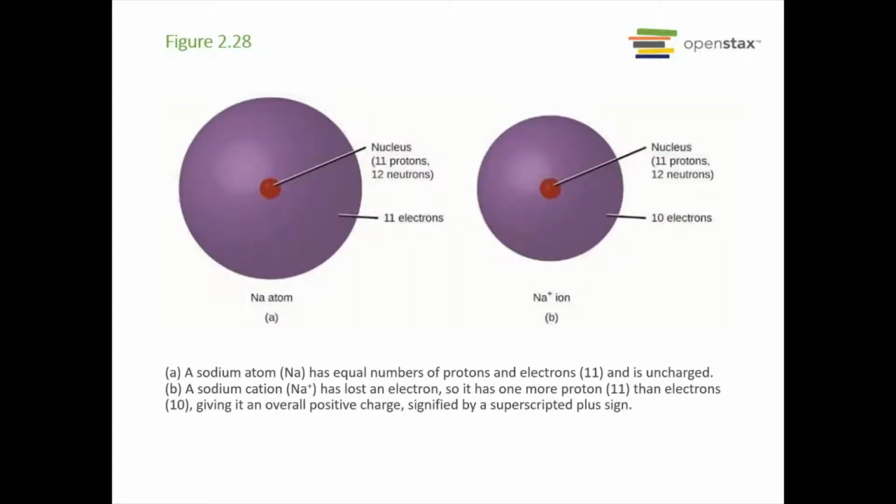So here's an example of a sodium atom versus a sodium cation. The neutral atom has the same number of protons and electrons, and then you can see when it loses an electron, it actually gets a little bit smaller. And then here we have 11 protons, 10 electrons, so that means we have a charge of +1, so this is the sodium plus ion.